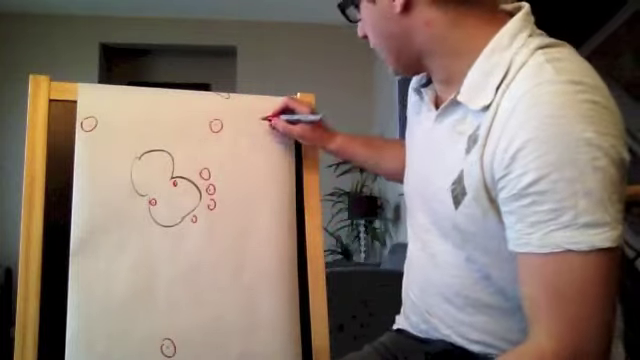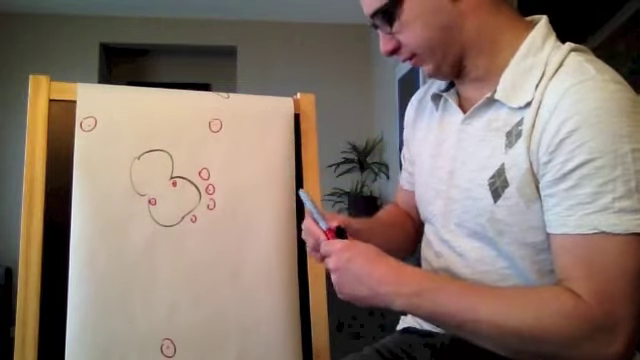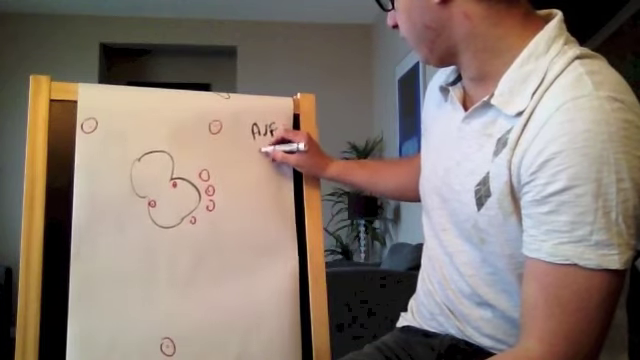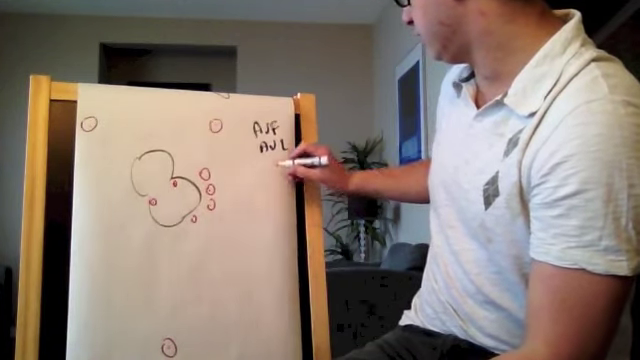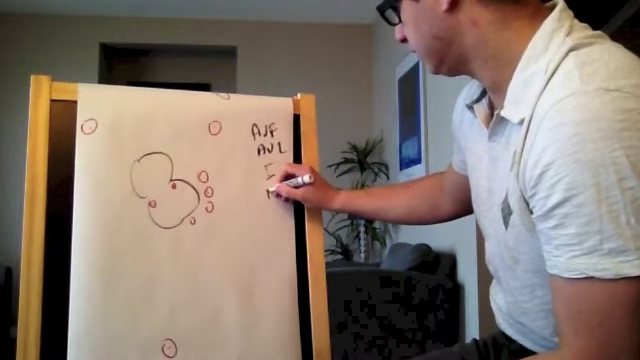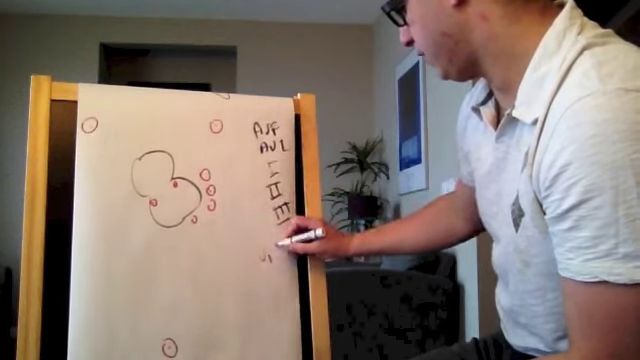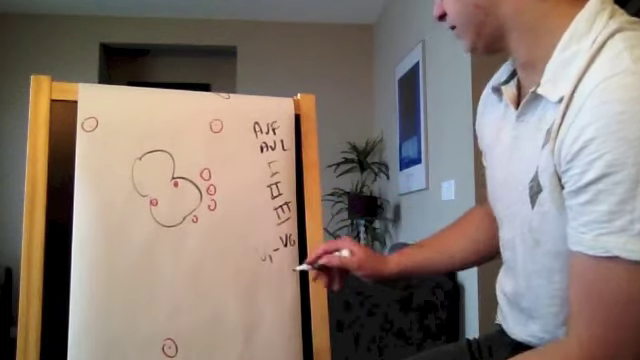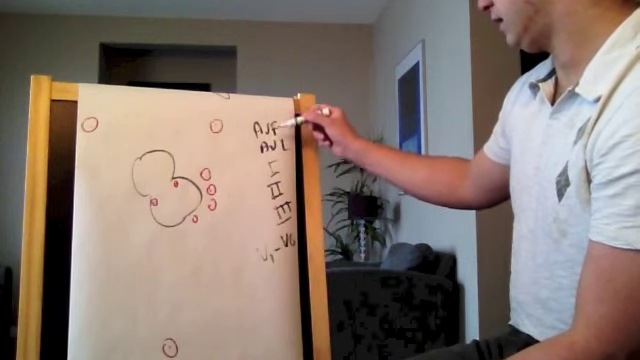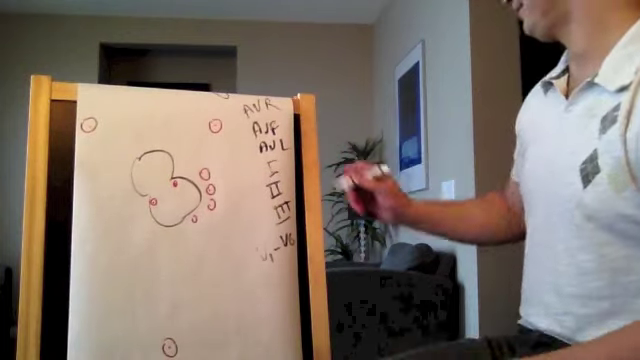So you've got 12 things to read, right? Let's write those down. We've got AVF, AVL, V1, 2, 3, and then V4 to V6. So I've got 6 here, 7, 8, 9, 10, 11, and I forgot my favorite one, AVR.